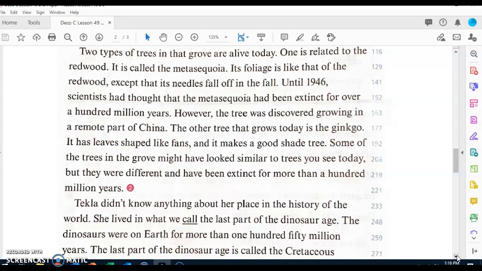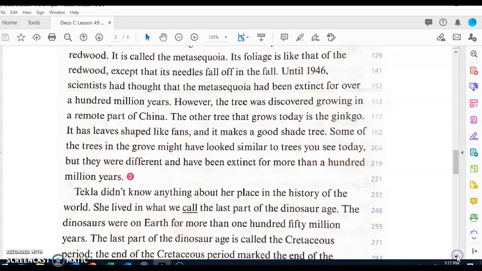The other tree that grows today is the ginkgo. It has leaves shaped like fans, and it makes a good shade tree. Some of the trees in the grove might have looked similar to trees you see today, but they were different and have been extinct for more than 100 million years. Tekla didn't know anything about her place in the history of the world. She lived in what we call the last part of the dinosaur age. The dinosaurs were on Earth for more than 150 million years.